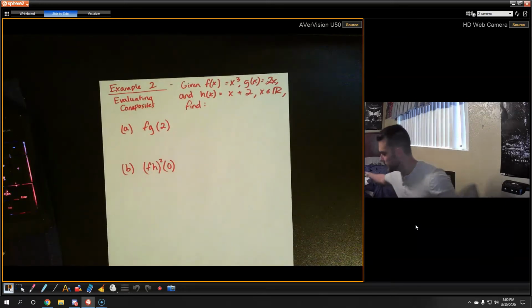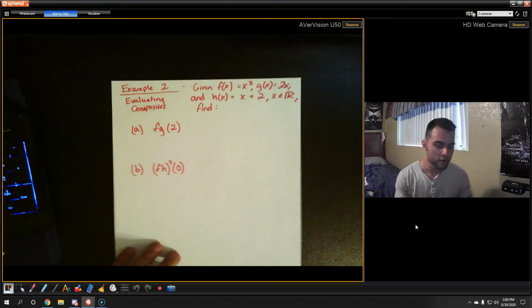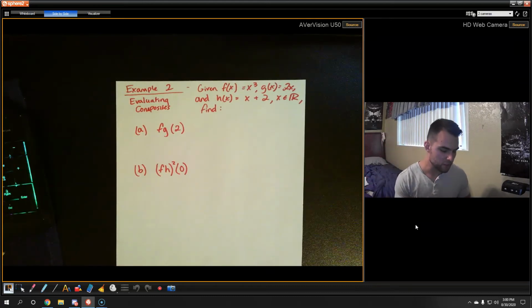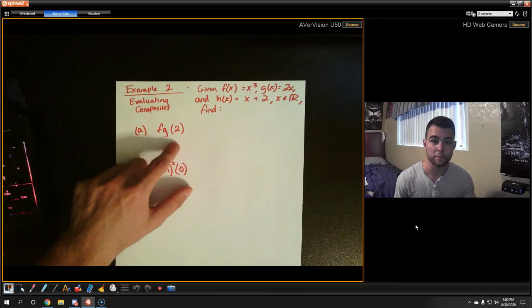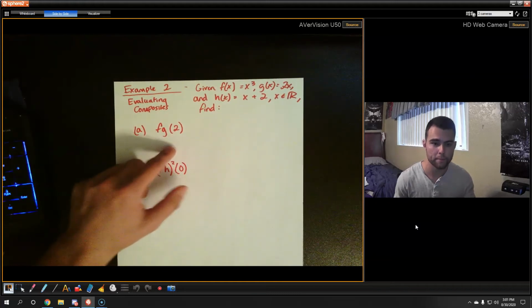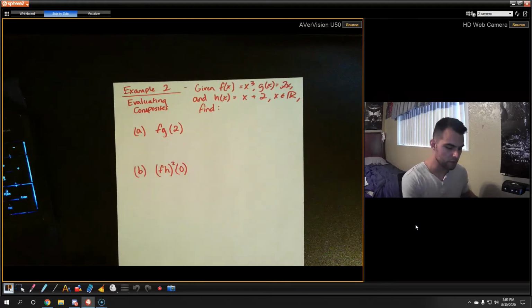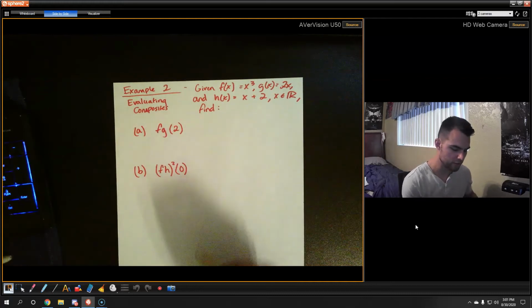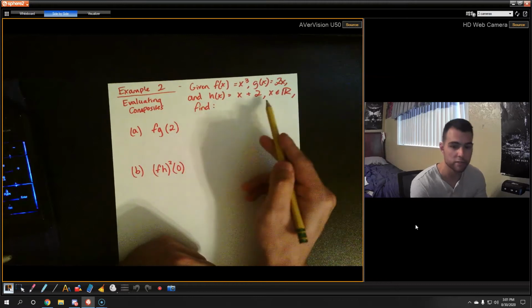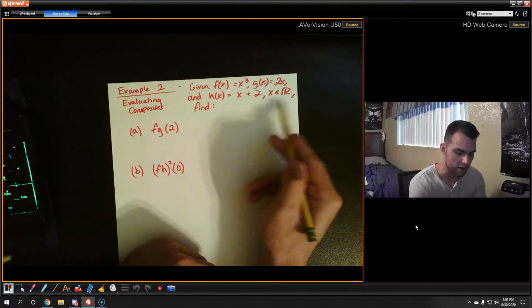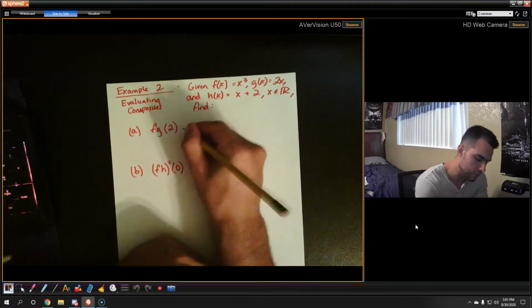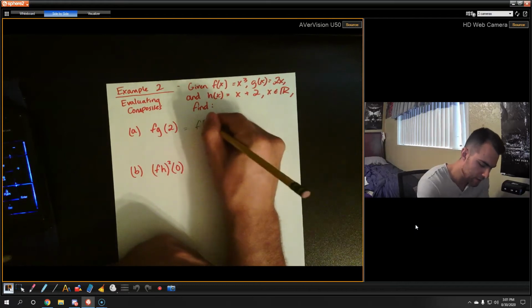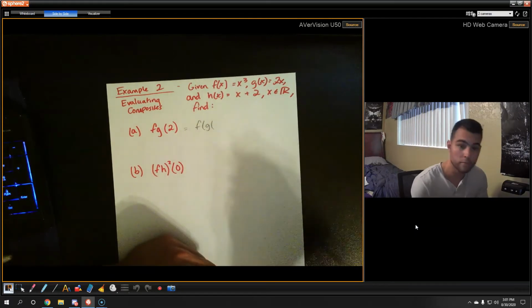And finally, let's see what this is going to look like when I actually solve for things, right? So now I'm not just doing f of g of x, I'm doing f of g of 2, okay? So now I'm given f of x equals x cubed, and I'm given g of x equals 2x, and I'm given h of x equals x plus 2 within all real numbers. So now I need to find this. So this is the same thing as f of g of 2.